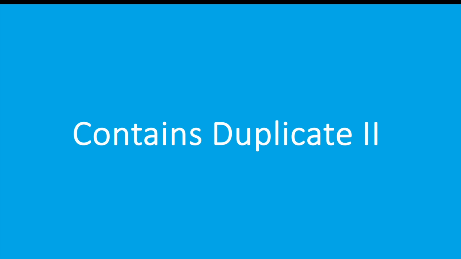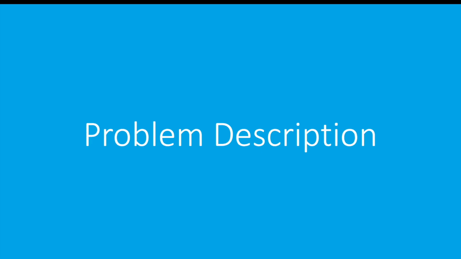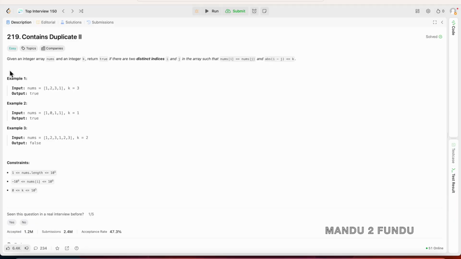In this video, I'm going to discuss a solution for finding the duplicate elements within a given distance. Let's look at the problem description. We are given an integer array nums and an integer k, and we have to return true if there are two indices i and j where the numbers present at those indexes are the same, and also they should be within the given distance k.